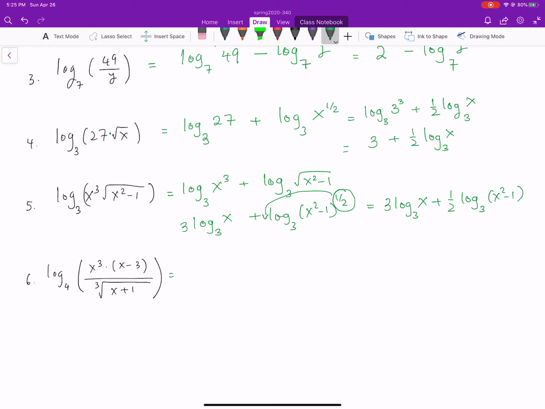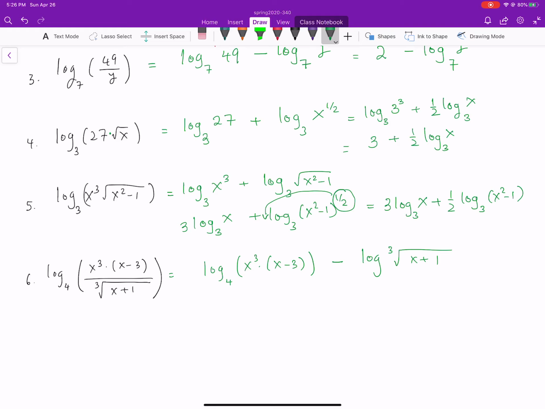So I'm seeing a quotient in the argument. The argument has a bunch of stuff in the numerator divided by a cube root. So the big picture is this is a quotient. So the quotient rule says that I need to split this up over subtraction. So I get log base 4 of x cubed times x minus 3, minus log base 4 of the cube root of x plus 1. Well, I can leave my answer over here.